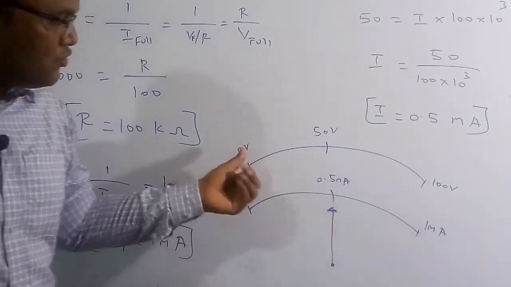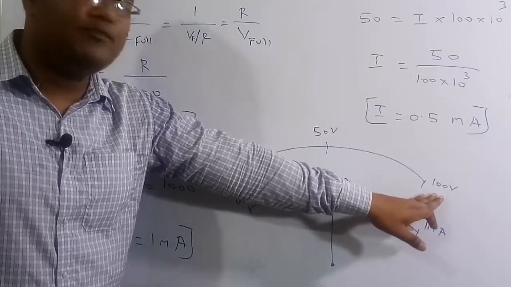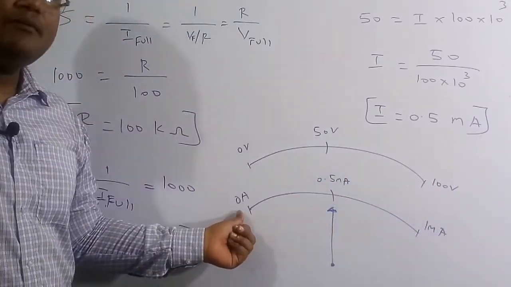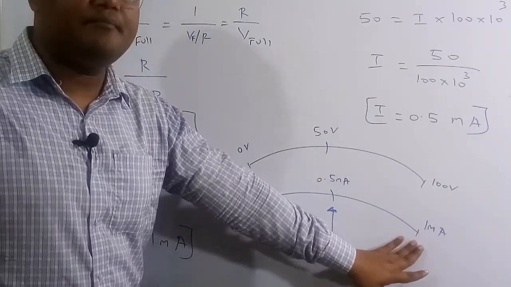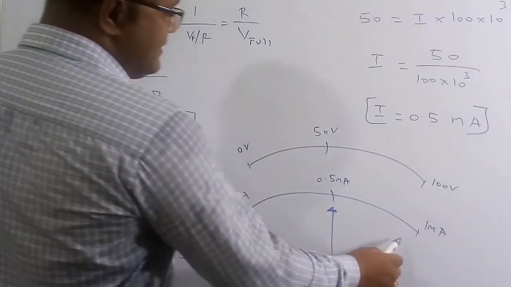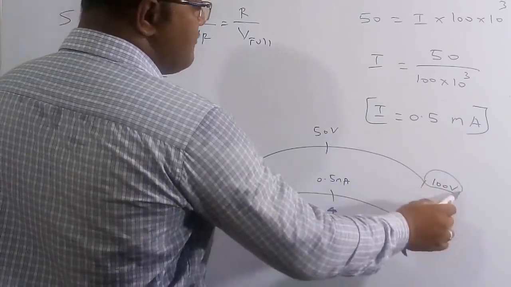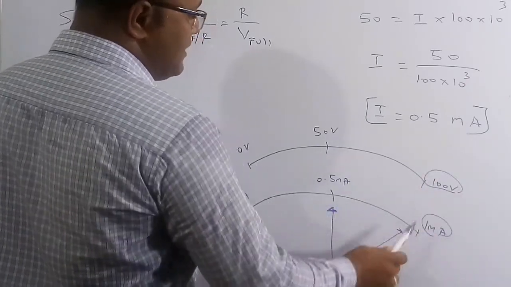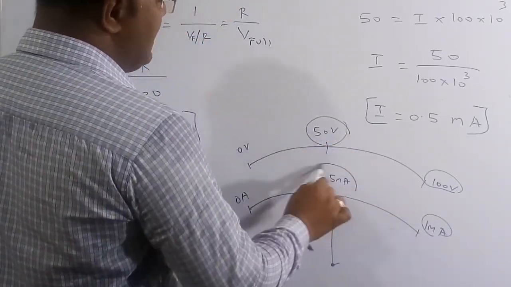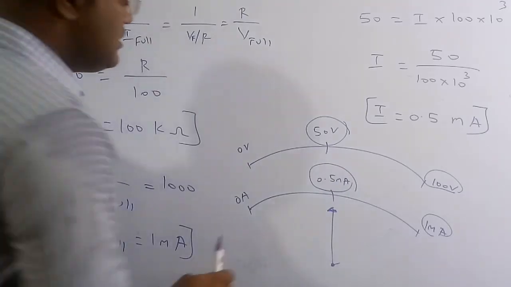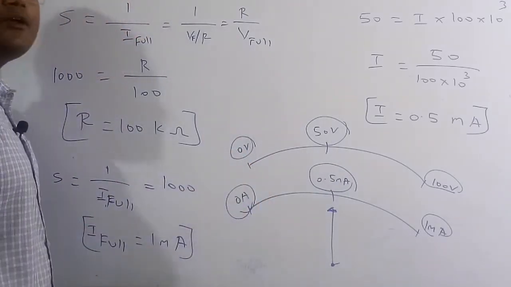So I want to make a diagram of the pointer of the voltage scale and also the current scale. This is the voltage, 0 volt, and the maximum voltage read by this instrument is 100 volt, and the minimum current is 0 ampere, and the maximum current read by this instrument is 1 milliampere. If we apply 100 volt, we get 1 milliampere. If we apply 50 volt, we get a current of 0.5 milliampere. If we apply 0 volt, we get 0 ampere of current.